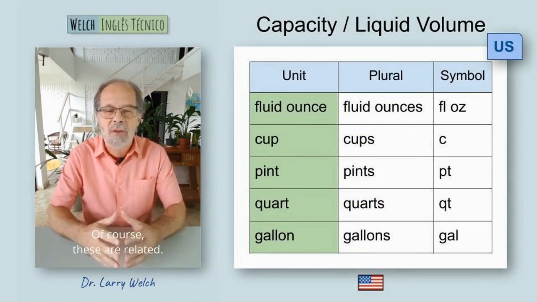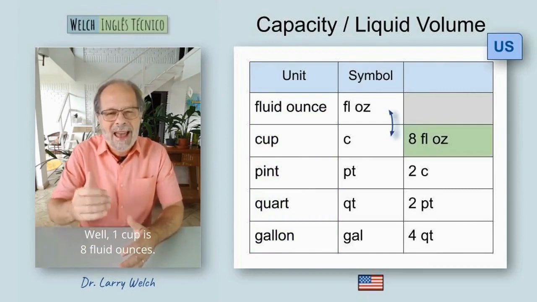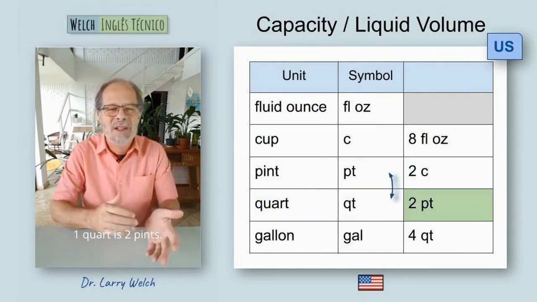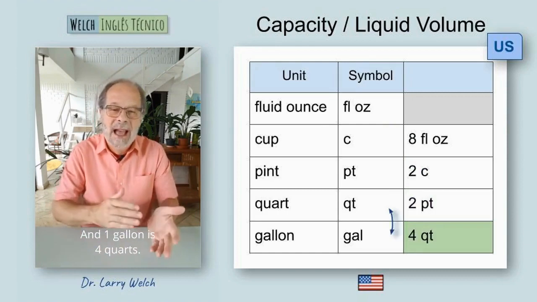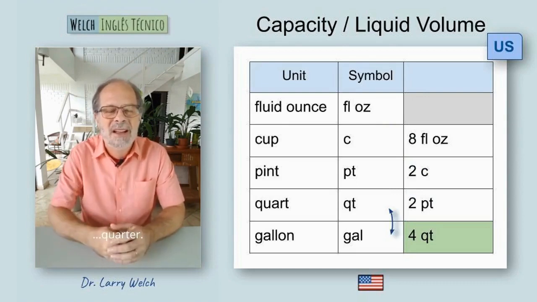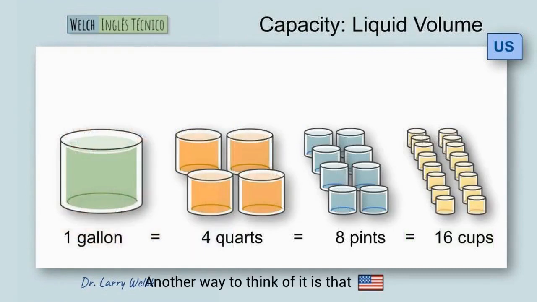5 different units. Of course, these are related. How are they related? Well, 1 cup is 8 fluid ounces. 1 pint is 2 cups. 1 quart is 2 pints. And 1 gallon is 4 quarts. You can hear in the word quart, quarter. So a quart is a quarter of a gallon. Another way to think of it is that 1 gallon equals 4 quarts, or 8 pints, or 16 cups. These are all equal to 1 gallon.